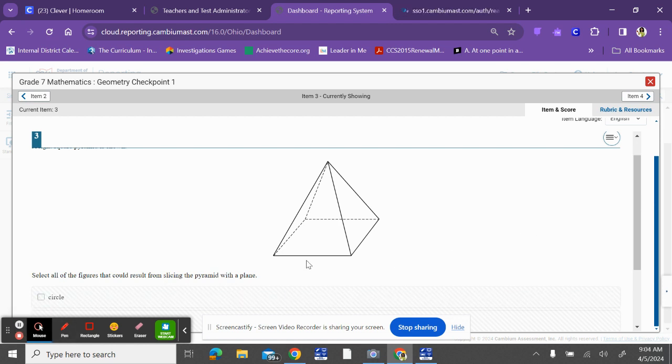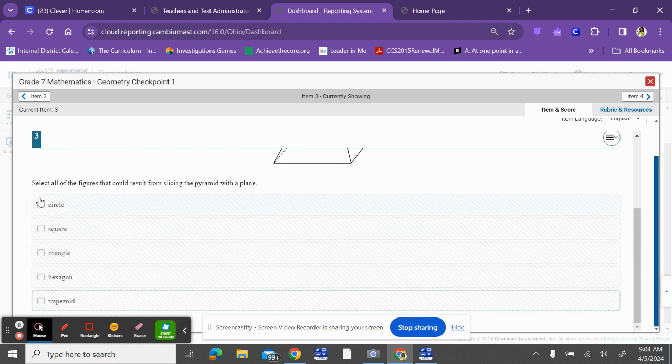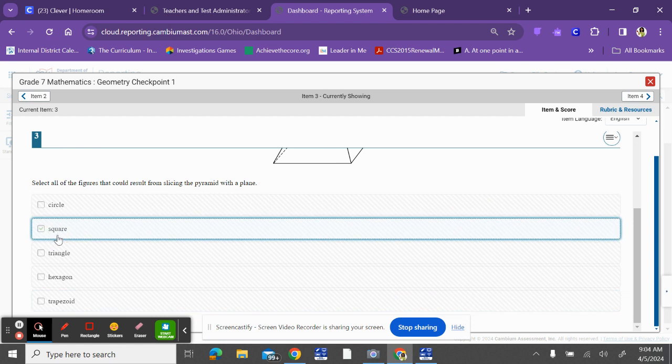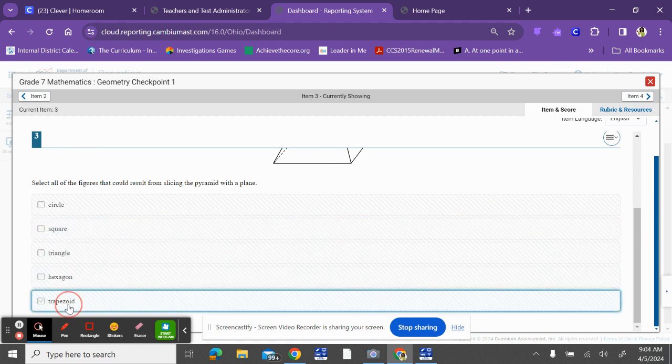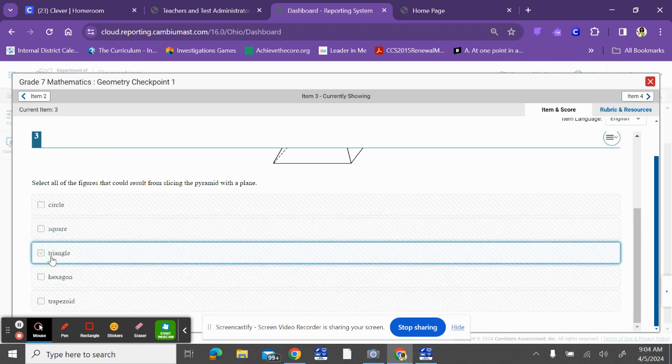So the 3 answers are a square, because they tell you it is a square pyramid, if it's a horizontal cut. If it's a vertical cut, then the answer is triangle. If you cut diagonally, it's going to be a weird shape and it's going to be a trapezoid. So the 3 answers are square, trapezoid, and triangle for that one.